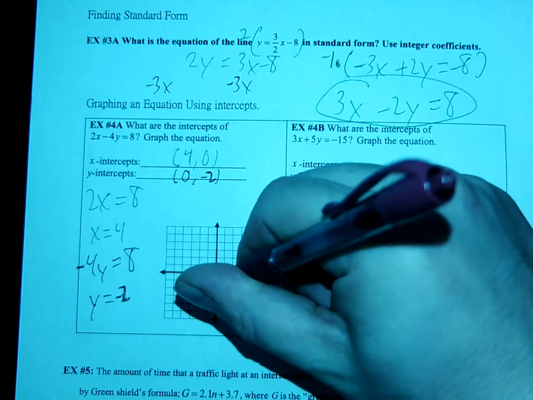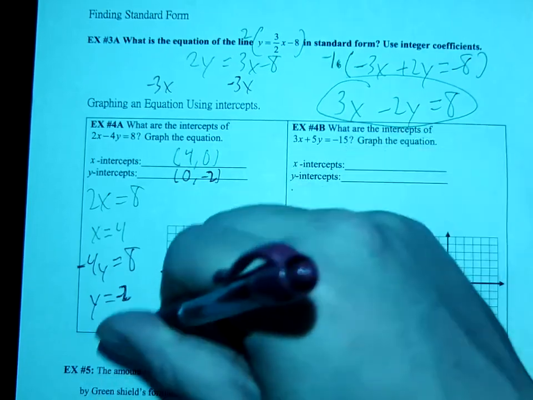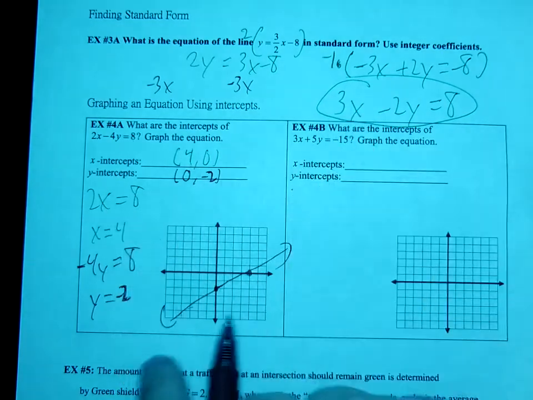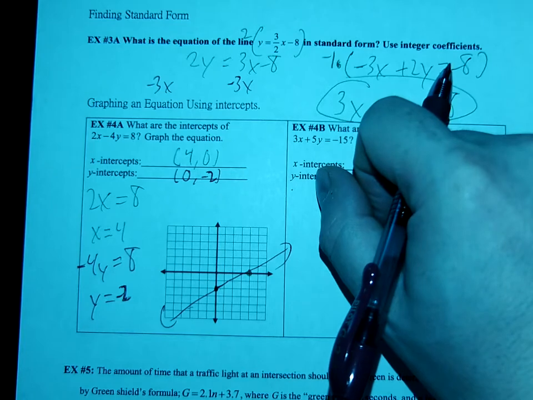And then we're going to connect those two points. I was about to say solutions. There's only one of them that's a solution. We can connect these 2 points, and that's going to form our line through those 2 points.